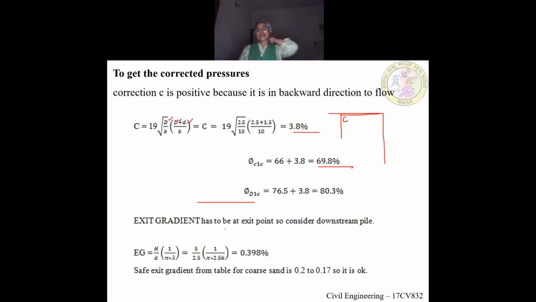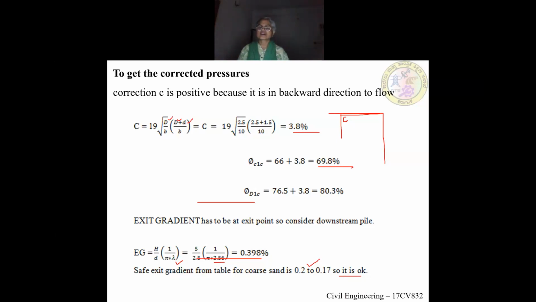Okay. So the exit gradient is given by this formula: H by d into 1 divided by pi into root lambda. Lambda we have already calculated. That is 2.56 in the first case. So that will come to 0.398. But the safe exit gradient for coarse sand is between 0.2 to 0.17. So therefore it is okay. It is okay for coarse sand.